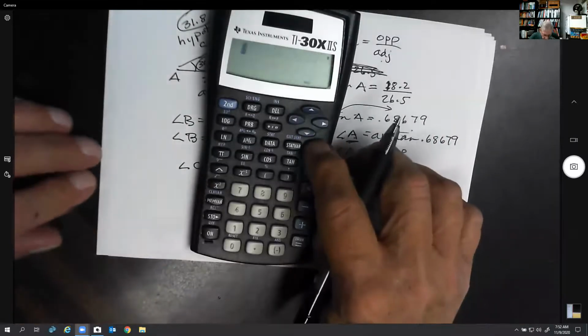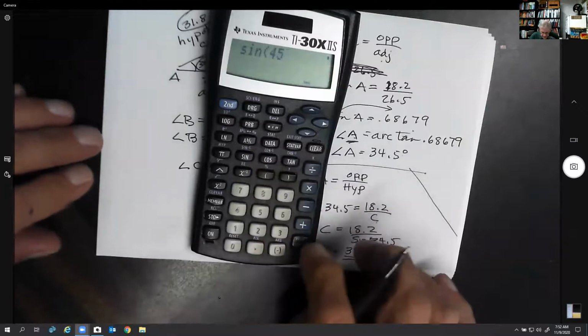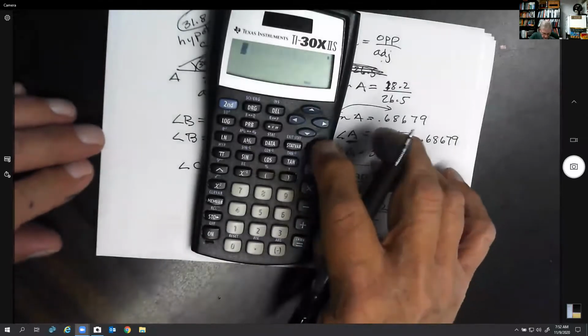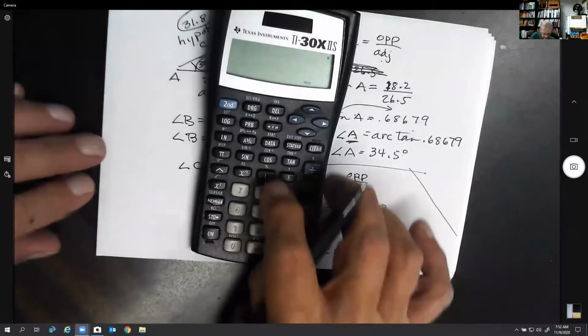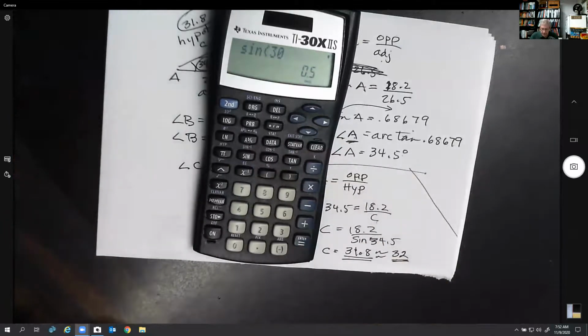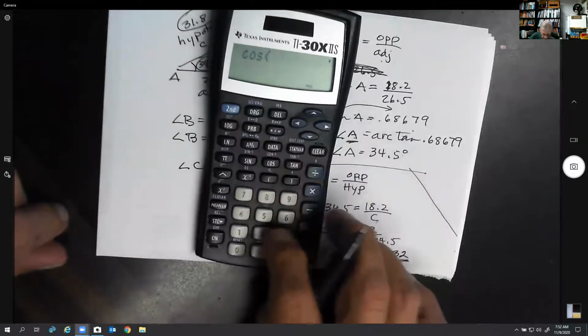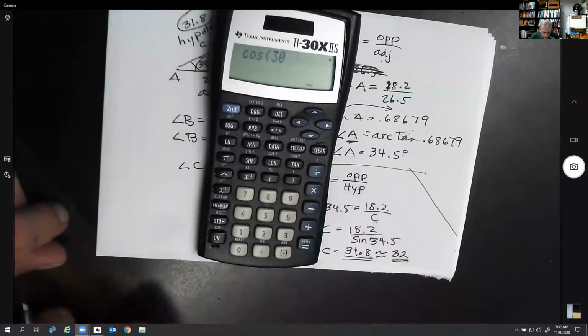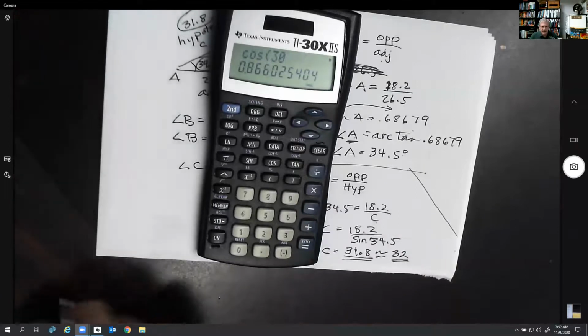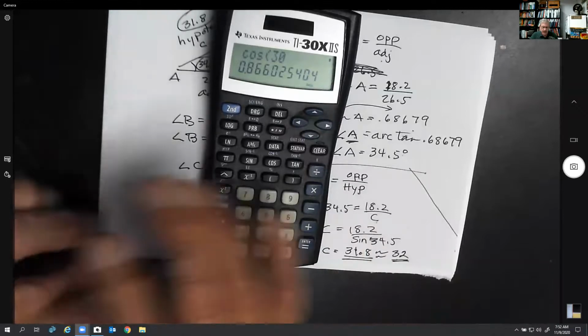Let me show you one other thing. Say I want the sine of 45. Sine of, not a good angle. Let's say the sine of 30. Sine 30 is 0.5. What if I wanted the cosine of 30? Cosine 30 is 0.866. See, the sine and the cosine have different numbers. So that's why it's important.